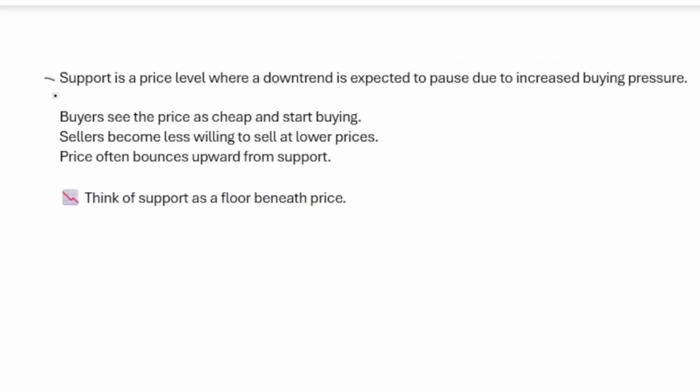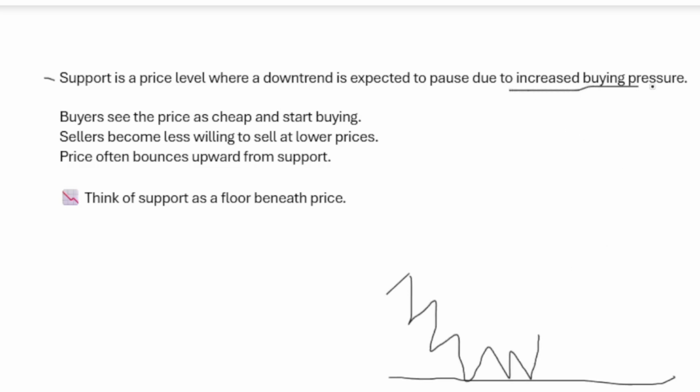So let us now start with the support. What is a support? Support is a price level where a downtrend is expected to pause due to increased buying pressure. Let's say we're having something like this. We are on a downtrend. Price making lower highs and lower lows. Then the selling pauses. And then increased buying pressure was seen in the market, which means that this area was an area of support.